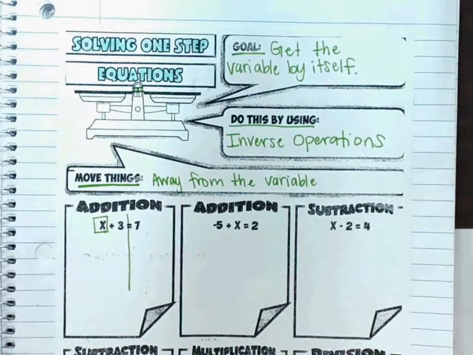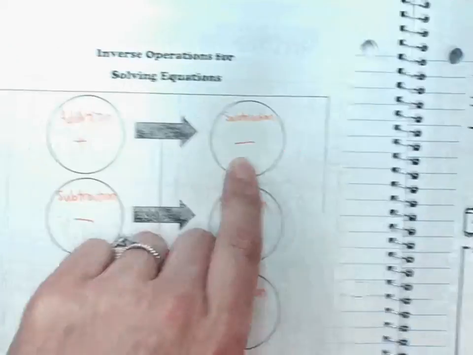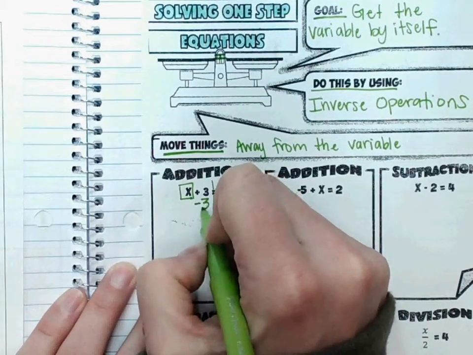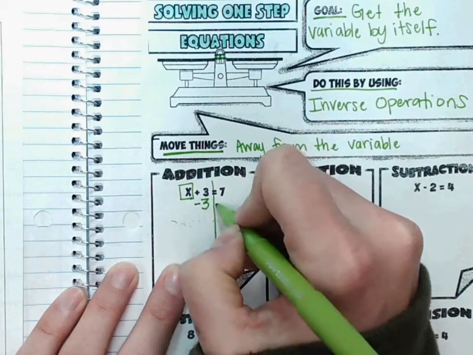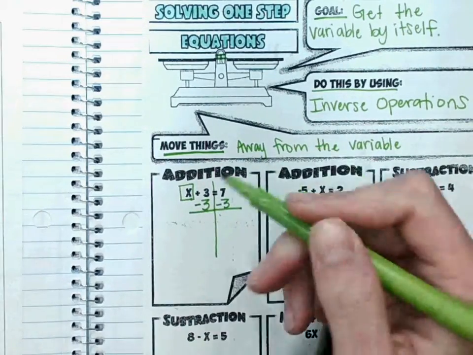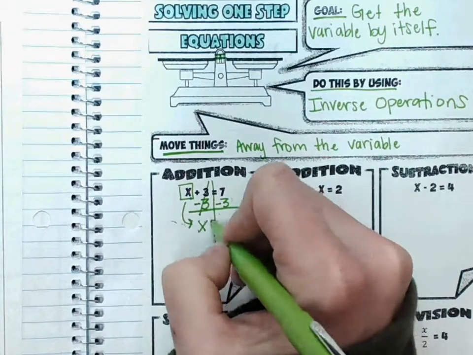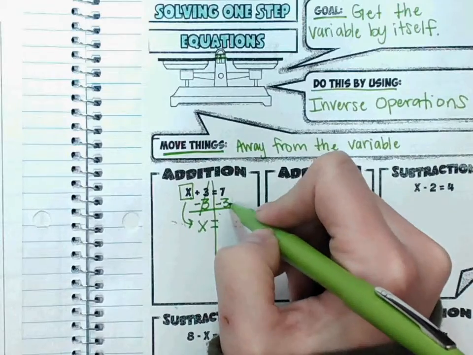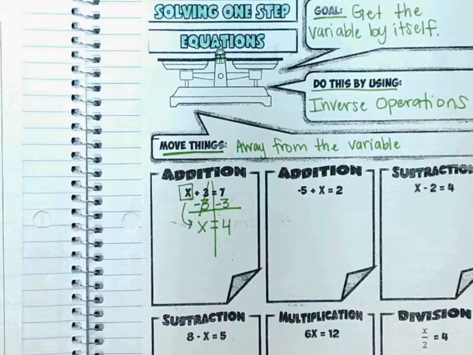So you look back over here at your inverse operations. The inverse of add is to subtract. So if it's plus 3, we're going to do minus 3. And then if I do that to one side, I have to do the exact same thing to this side. Plus 3 minus 3 cancel out, and then all we're left with is x. Bring down your equal sign, and then 7 minus 3 would be 4. So that means x equals 4.